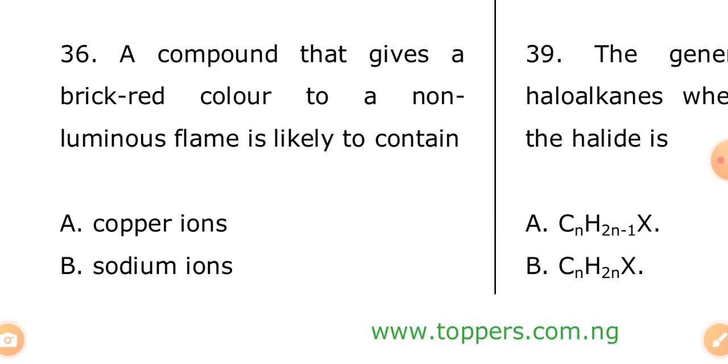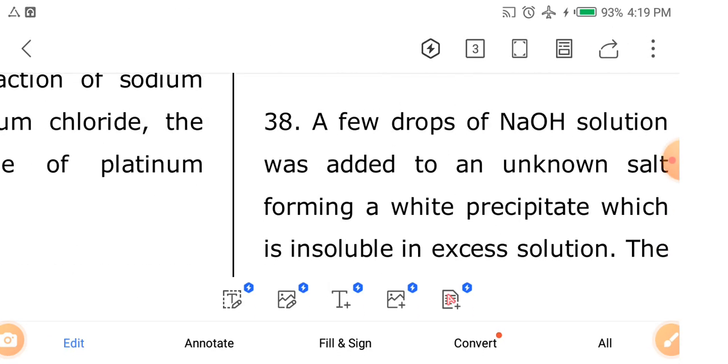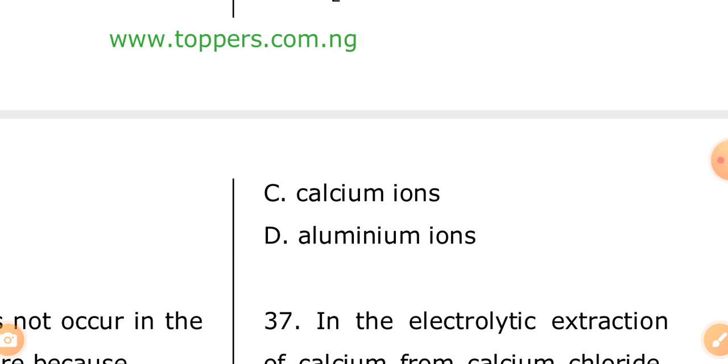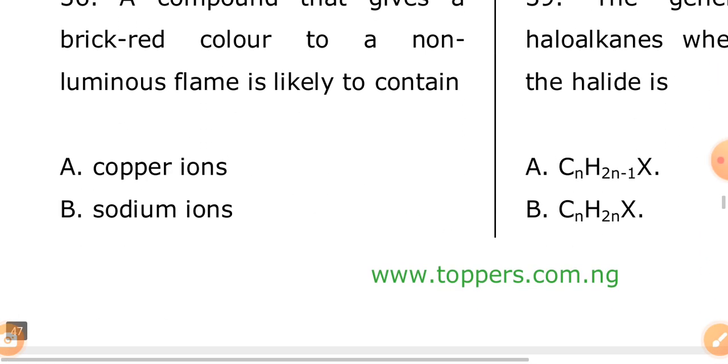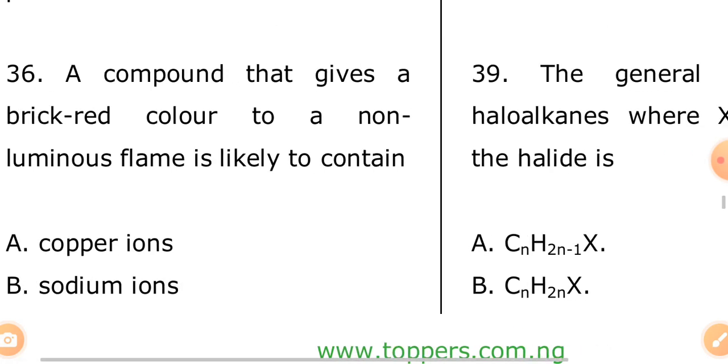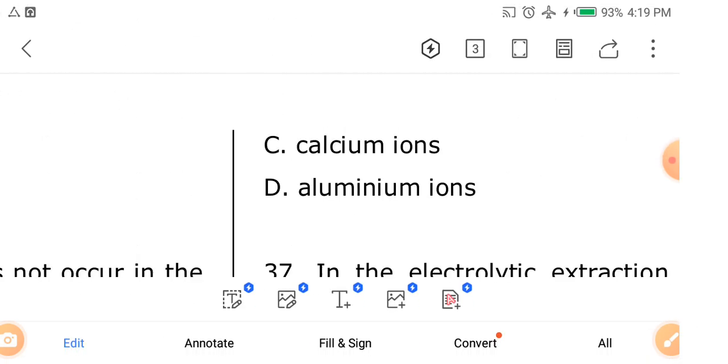Okay, now look at this. A compound that gives a brick-red color to a non-luminous flame is likely to contain dash. A. Copper ions. B. Sodium ions. C. Calcium ions. D. Aluminium ions. Let's look at the question again. Question 36. A compound that gives a brick red color to a non-luminous flame is likely to be, the answer is what? The answer is calcium ions.